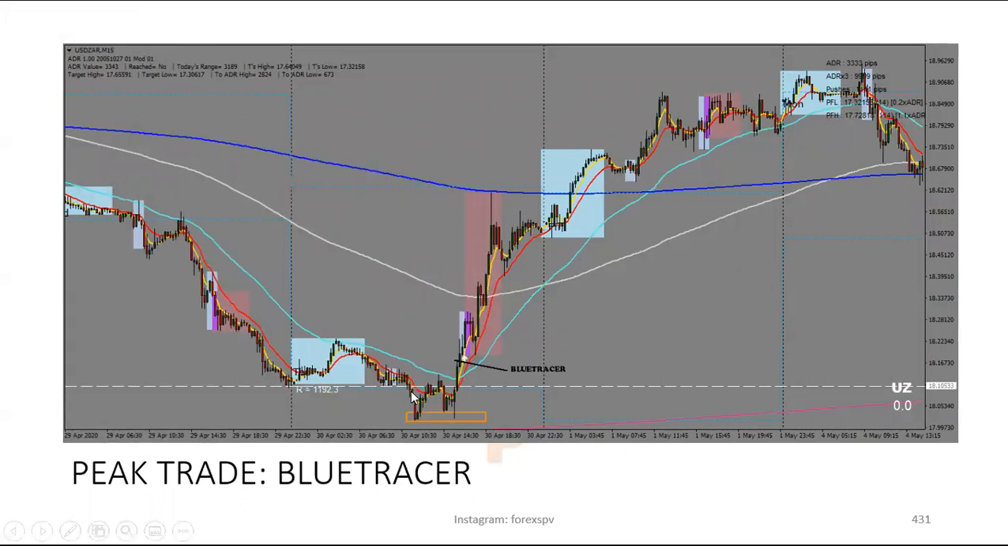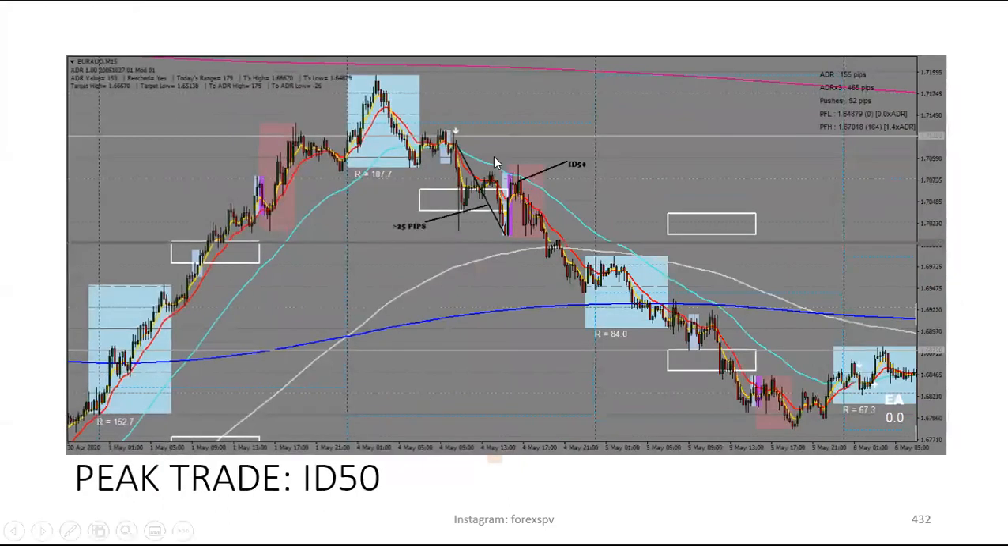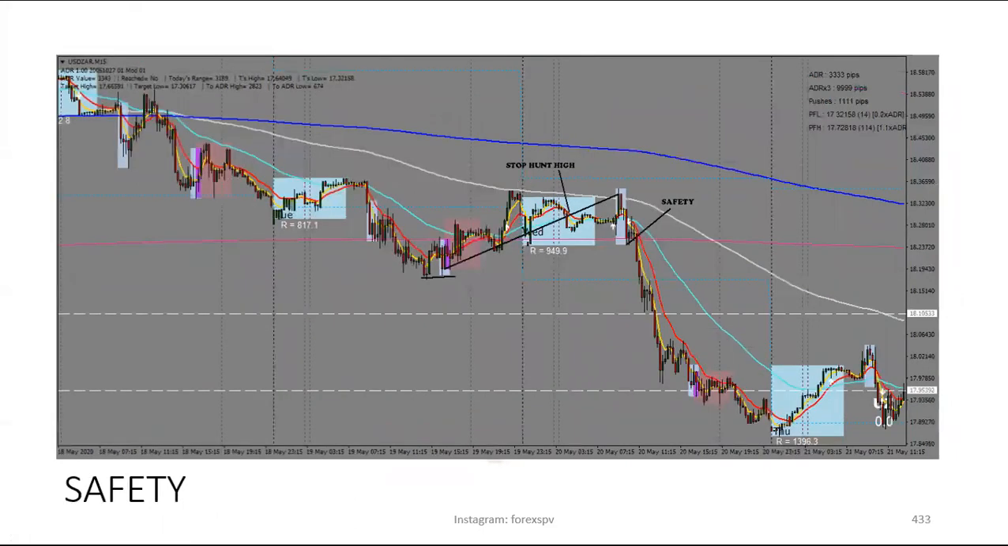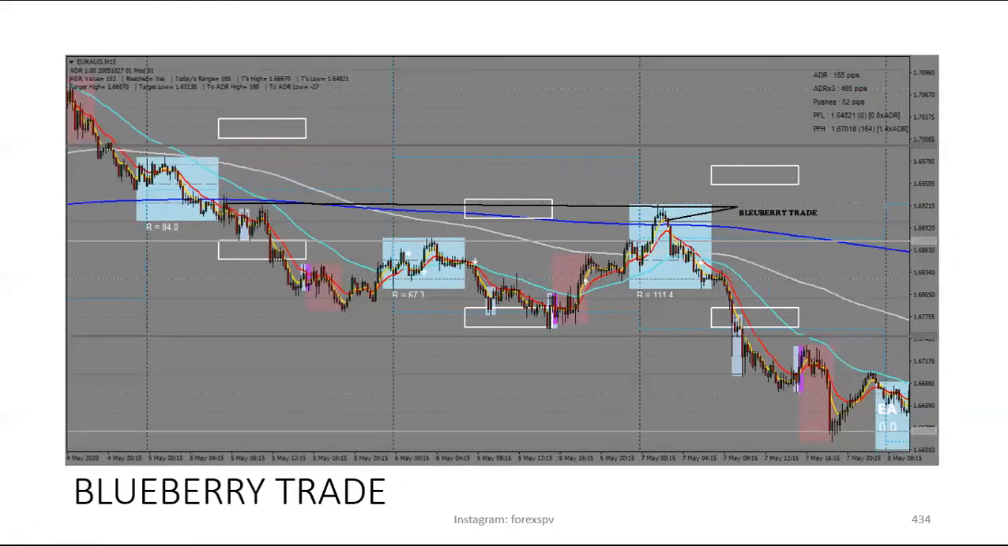Like we have the blue tracer trade around the peak. We have the ID50 trade after 13-50 crossover, price came and bounced around the 50 EMA, so that's an ID50 trade. This is a safety trade, like a stop and high drop. Yes, safety trade. We have blueberry trade, a break and the retest around the blueberry. Though we wouldn't take this Blueberry, it is during the Asian session, though it is Audi pair. Yes.